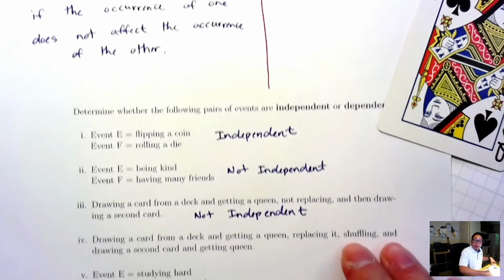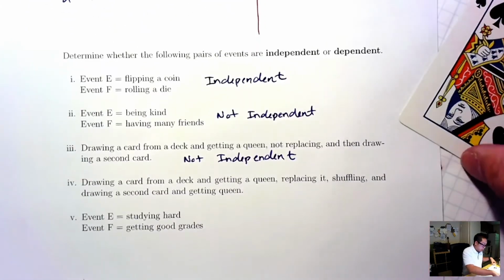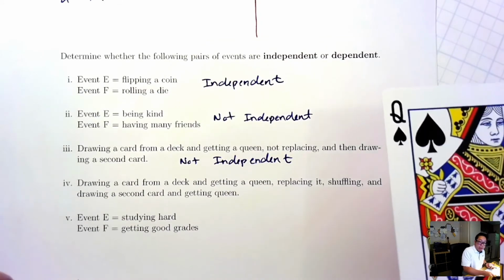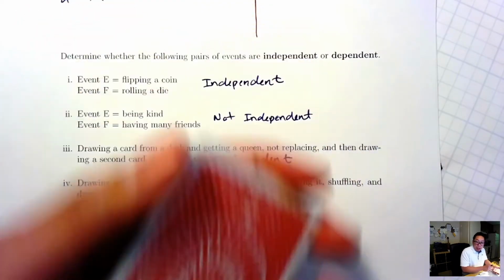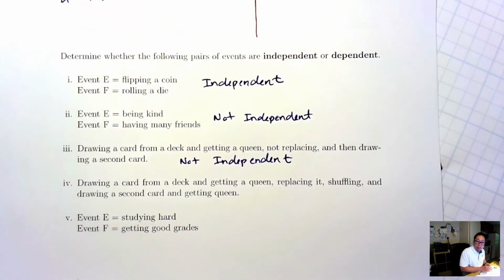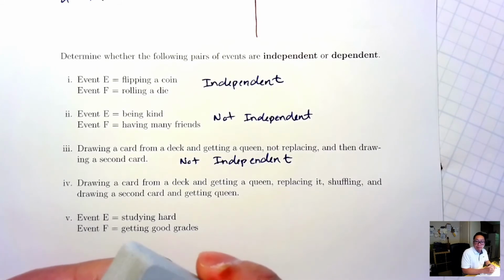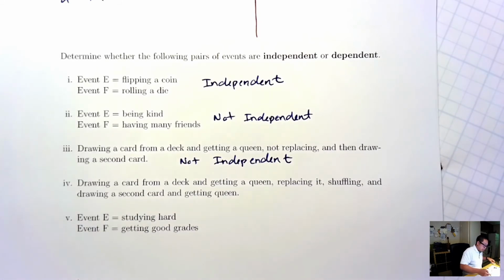Now compare that with part 4, which says drawing a card from deck, getting a queen, putting it back, shuffling it again, and then drawing a second card. So this one would be independent because the fact that you're putting it back and then shuffling it, that really just resets everything. Okay? So this one would be independent.